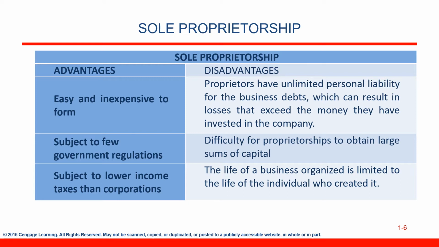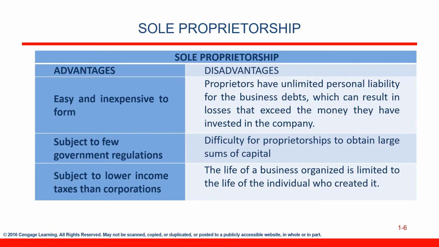It is also subject to lower income taxes than the corporation because we have progressive rates in the sole proprietorship, while for the corporation the tax rate is usually 30%, which is a bit higher than for the sole proprietorship.